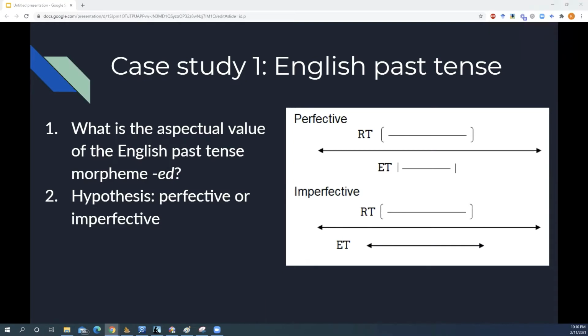Looks like someone suggested perfective in the chat. Perfective. Okay. So that is what it's normally called, and there are reasons why people think that. I'll argue for something different here, and I'll tell you why.